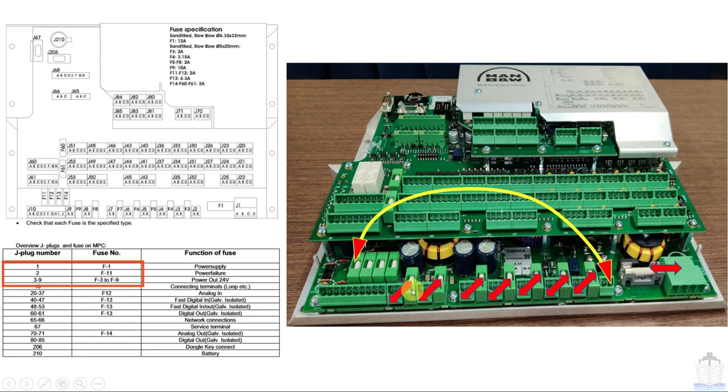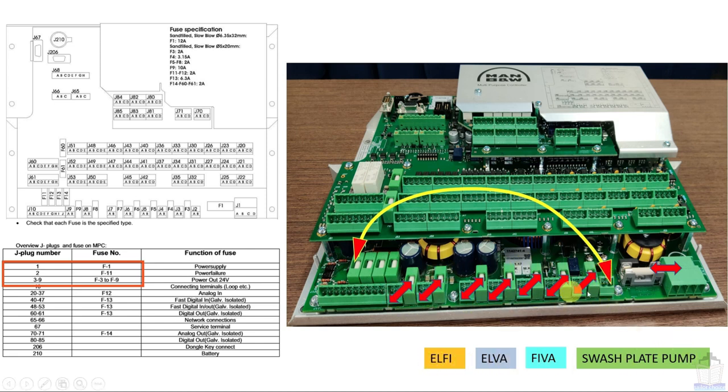You can see here, and last F9 which is connected to J9. So these are basically supplying the power of 24 volt DC, and this power is supplied to source plate pump, FIBA, ELVA and LFI. So these are basically supplying 24 volt DC power to all these equipments. Now we will see it in the electrical diagram.